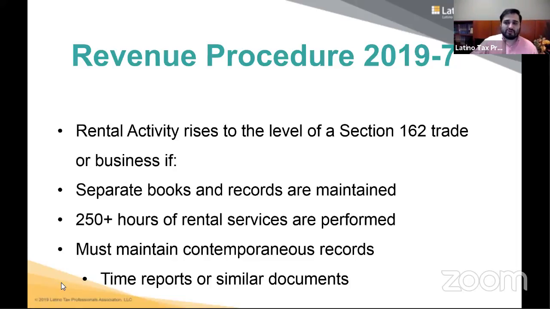if 250 hours or more of rental services are performed per year for the activity, and the taxpayer maintains contemporaneous records, including time reports or similar documents of the rental activity. So if all these three things are in play, great. That rental activity is considered a trade or business, which means it qualifies for a Section 199A deduction.